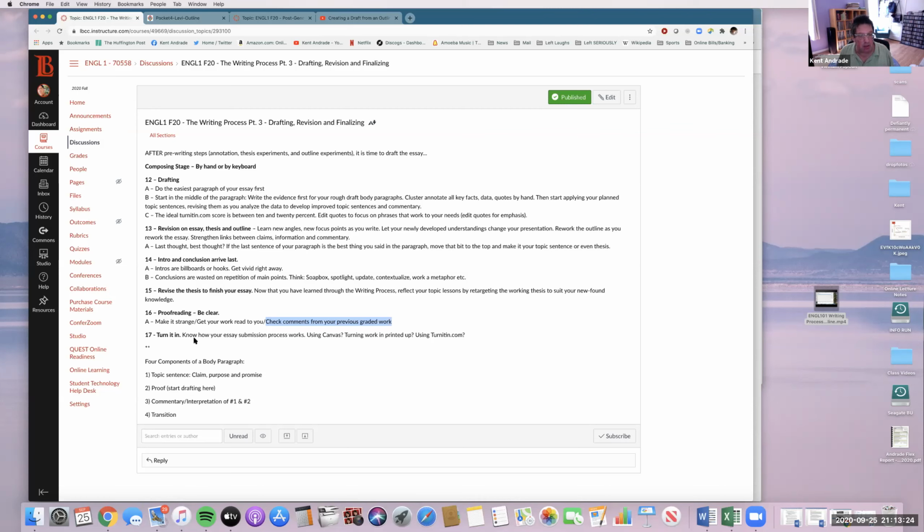When you hit turn it in, know all your details. You've made that clear by paying attention to your instructions at step number 1. So it all works out that you turn it in. And that is our writing process.